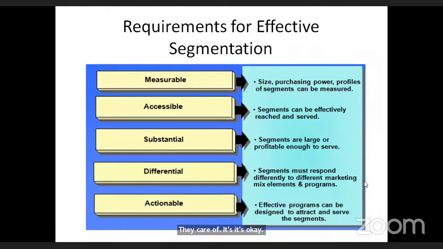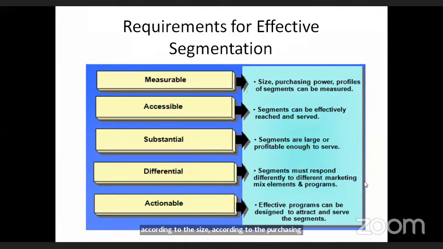Okay, fine. So measurably, accessibly, then substantially, differentially, actionably. So these are some of the ways to make your segmentation in an easy way. So how to measurably? Measurably means where you can do measurement. So you are able to identify your market according to the size, according to the purchasing ability, according to the profile of the segment. So that can be measured.